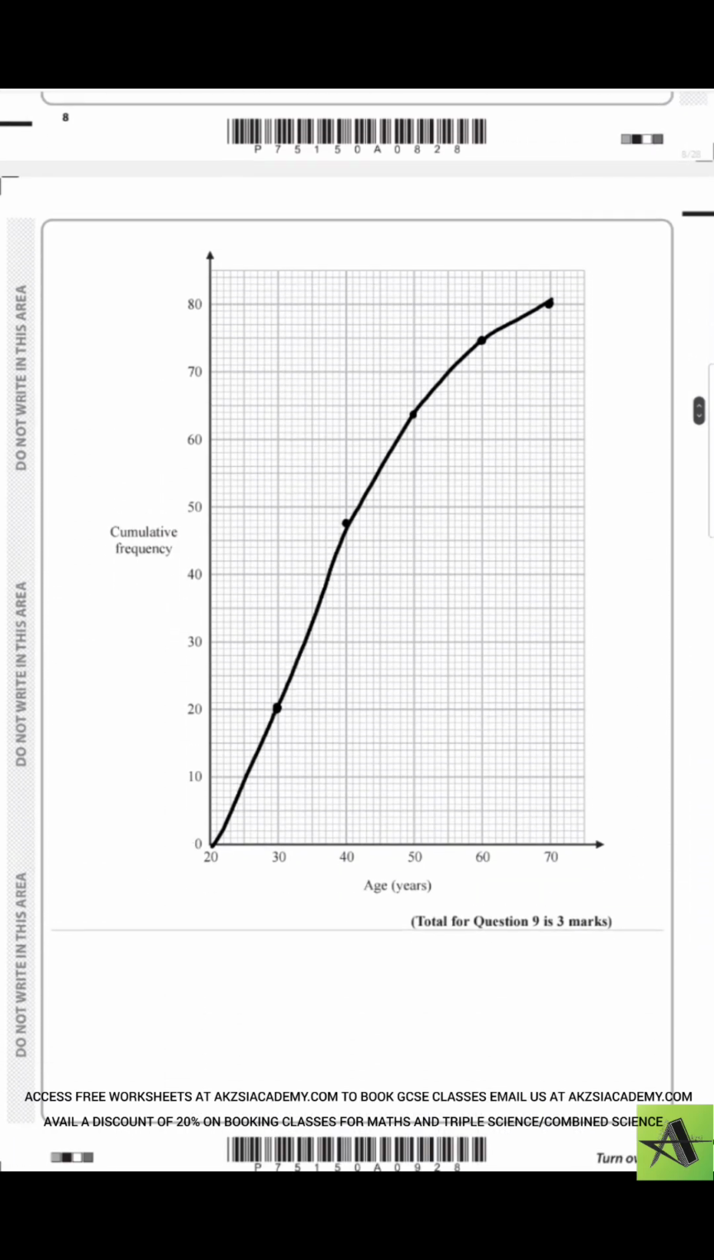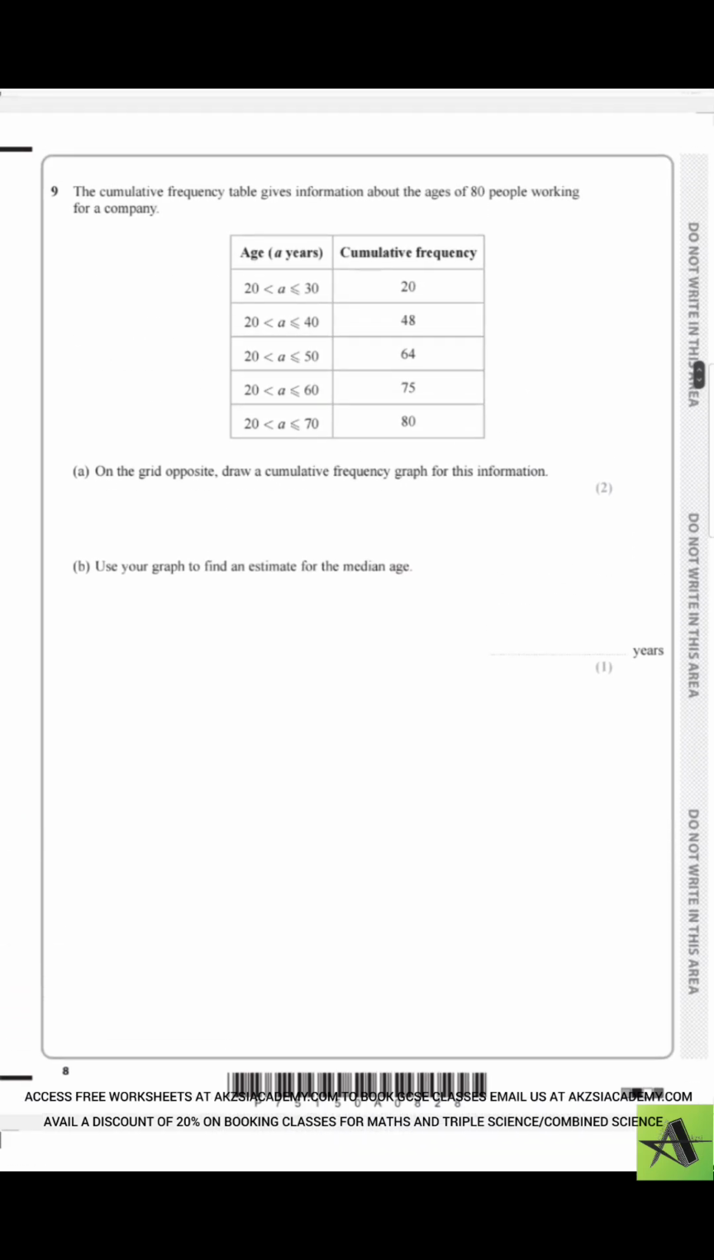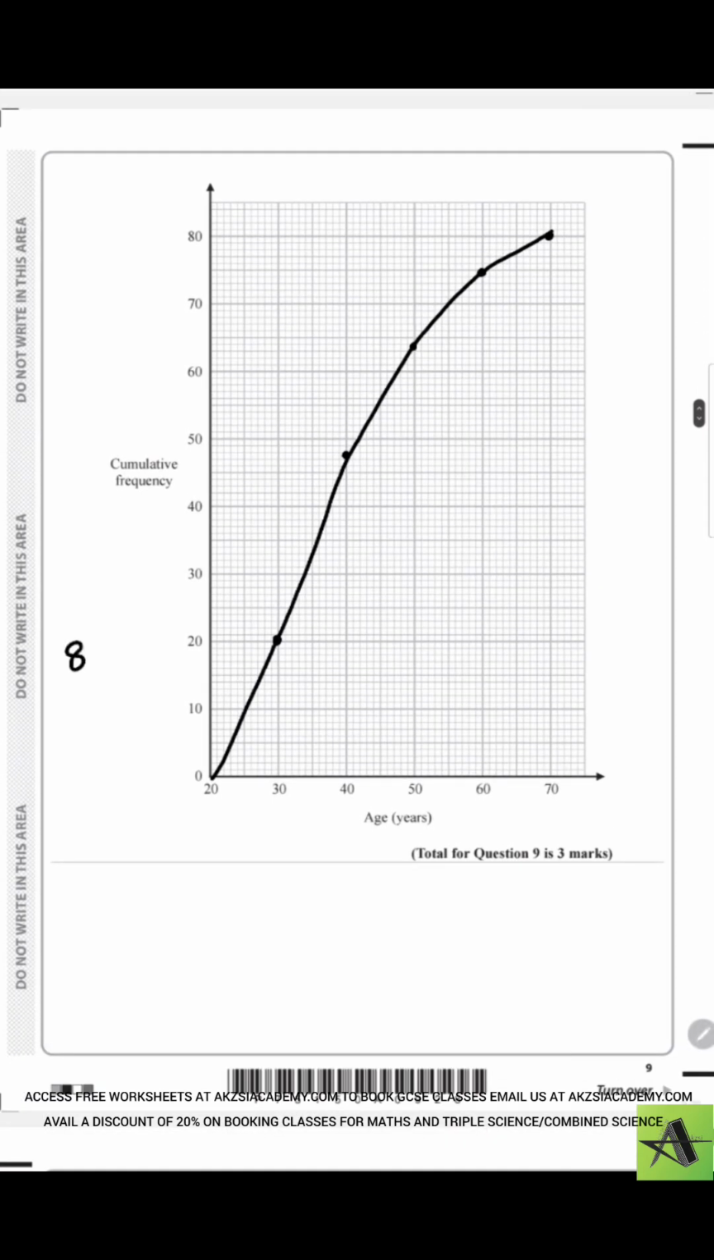Now, the question says, use your graph to find an estimate for the median. You can calculate lower quartile, upper quartile, median for the same. You just have to see the total cumulative frequency, which is 80 here. That's given. So that total is 80. So median would be 80 divided by 2, because we know the median is a central tendency, and this is the reason I am dividing by 2, which will give you 40.